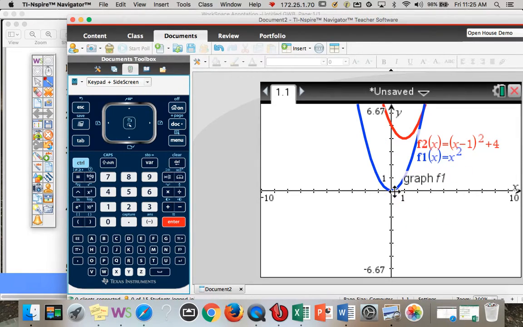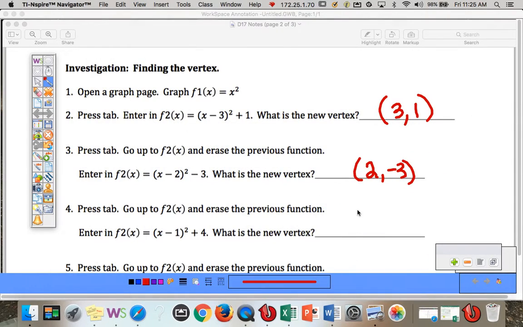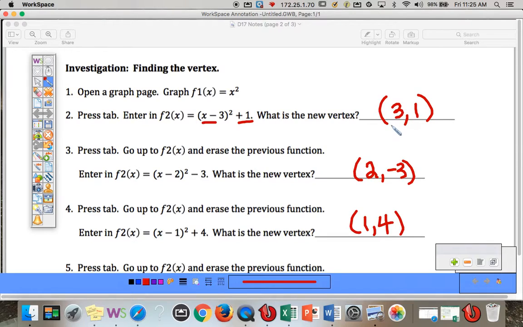And this new vertex is 1, 4. All right, so let's start looking for a pattern here. If this is the equation, minus 3, 1, this ends up being 3, 1. If this is minus 2, minus 3, this ends up being 2, 3. This is minus 1, 4, this ends up being 1, 4.